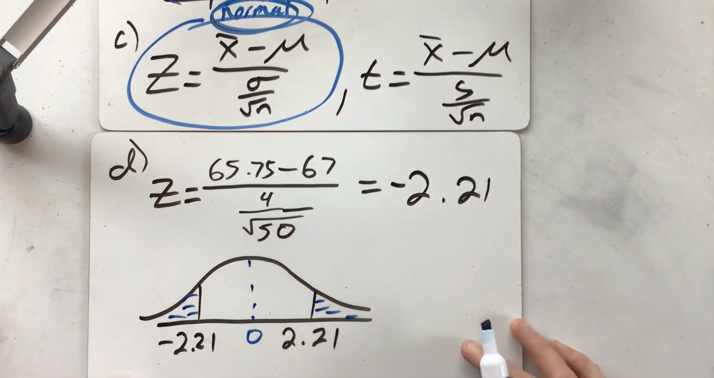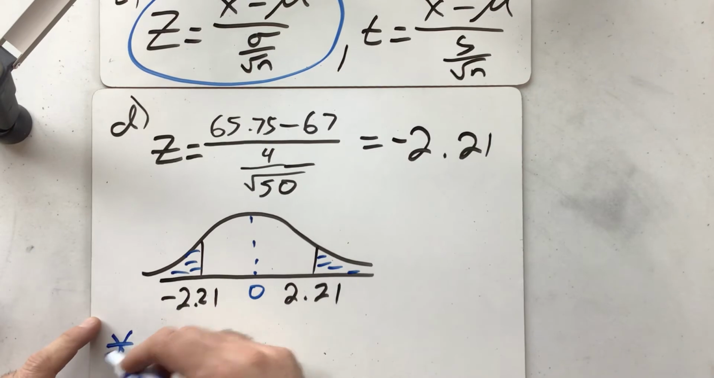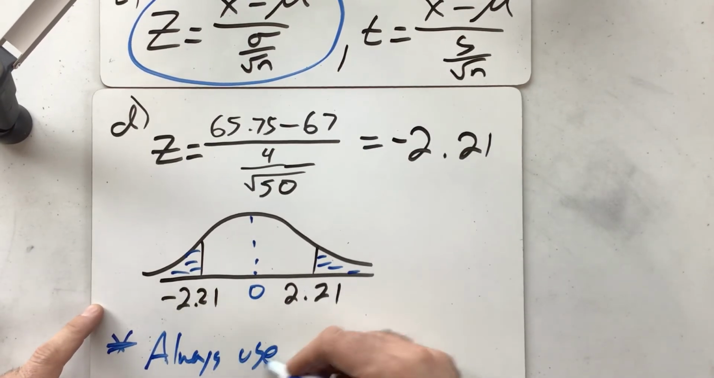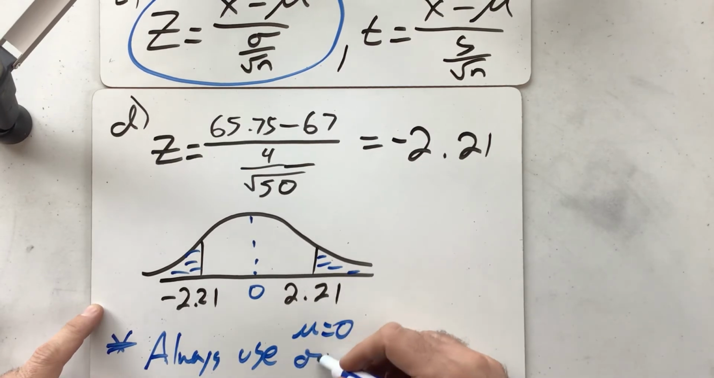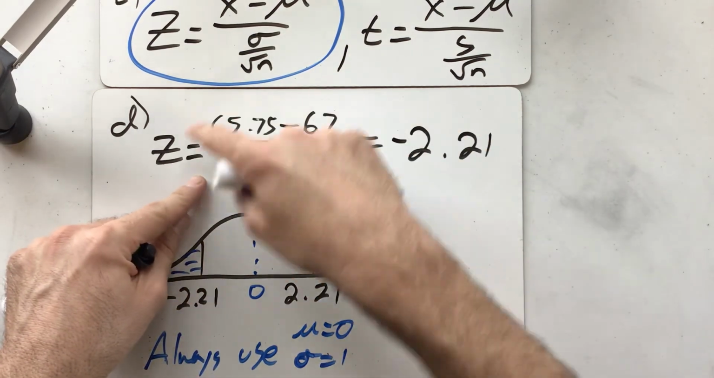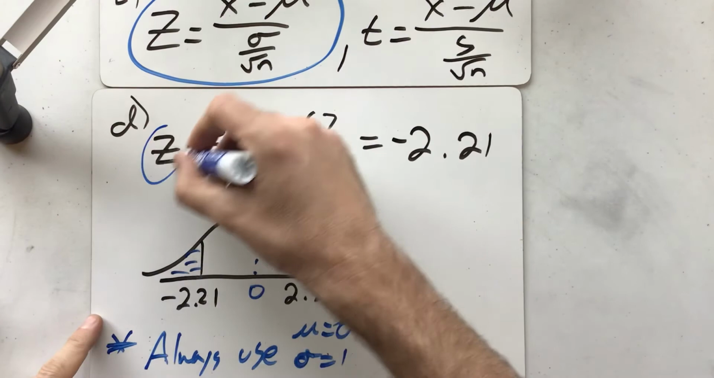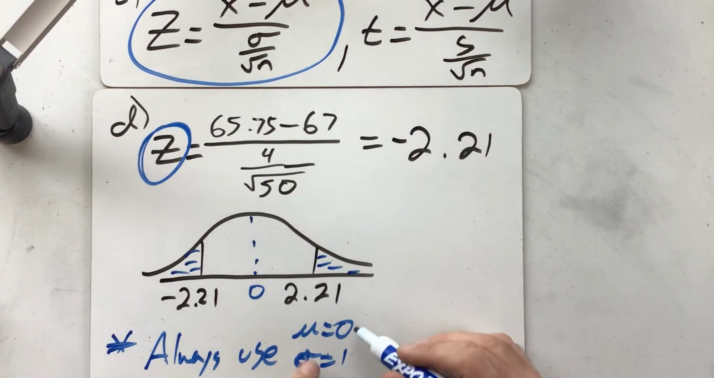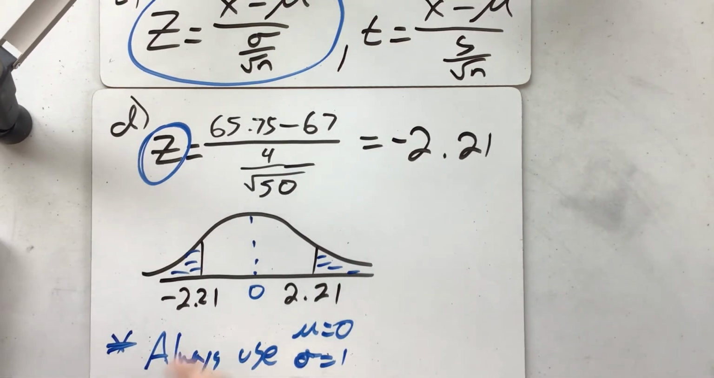Quick key, whenever we do this, we always use mu equal to 0 and sigma equal to 1. We're always doing a standard normal distribution. Why don't we use the mu and the standard deviation from our problem? The reason is that we have converted it to a standard normal distribution. We've converted it to a z by using this formula. This formula makes it standard, so 0 and 1 are the right numbers to use. So now I just try to find a probability.